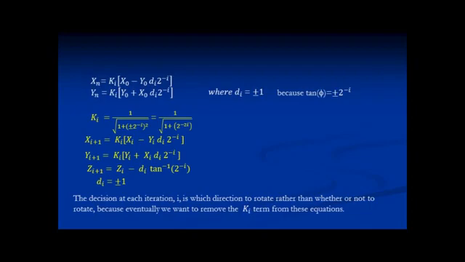Therefore, we now have x sub I plus 1 equals k sub I times the quantity x sub I minus y sub I times d sub I times 2 to the minus I, and y sub I plus 1 equals k sub I times the quantity y sub I plus x sub I times d sub I times 2 to the minus I, and z sub I plus 1 equals z sub I minus d sub I times arctangent of 2 to the minus I, where I goes from 0 to n minus 1. d sub I is equal to minus 1 if angle z sub I is less than 0 and d sub I is plus 1 otherwise.